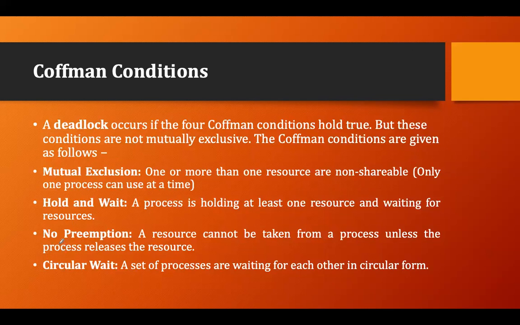Now prevention says that if we are able to remove or violate any of these conditions, let's say this condition and this condition are satisfied, but somehow we prevent this condition from occurring in the system, then my system will never go into deadlock. That is the philosophy behind deadlock prevention: make sure that any one of the conditions is not satisfied, so that my system will never go into deadlock. That is the prevention technique.